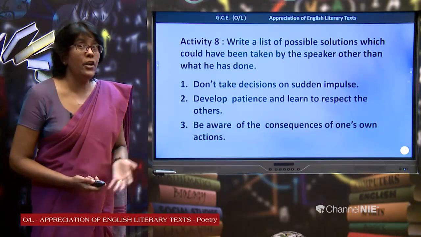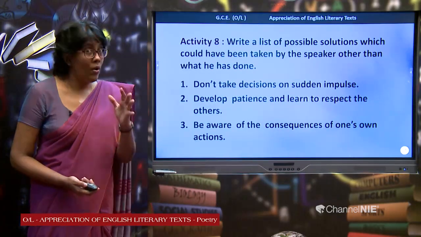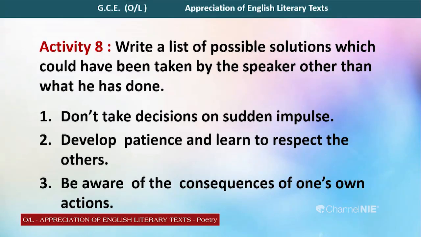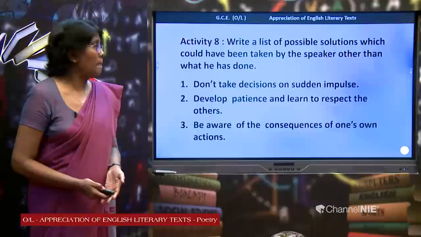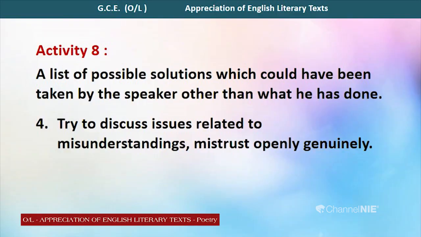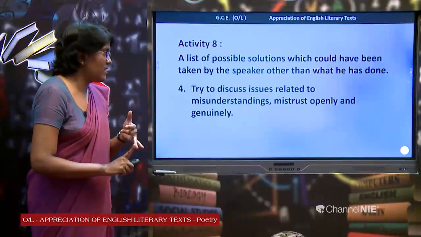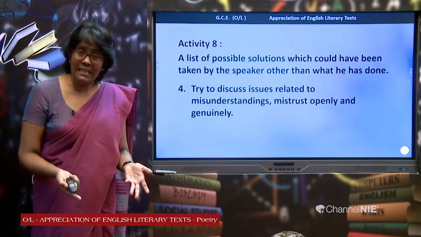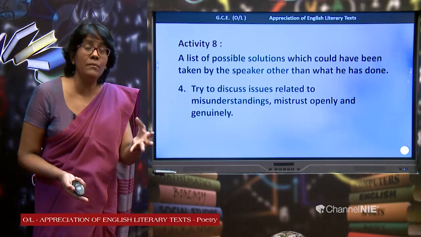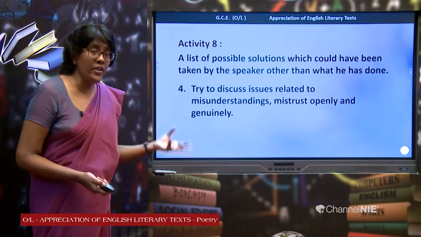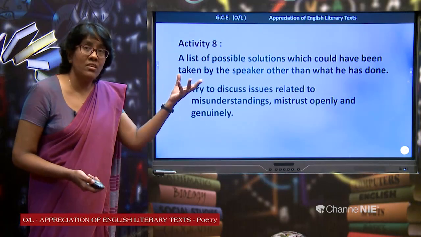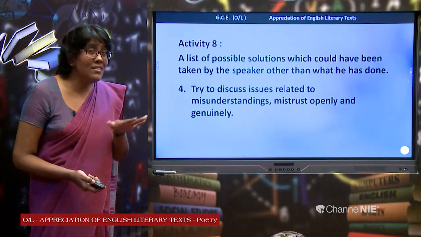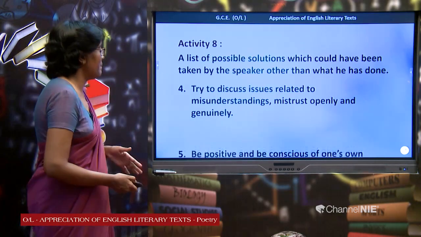The other thing is you have to be very conscious of the consequences of one's own actions. You are in charge of your actions. No one can help you or free you when you do a crime. Right. Another set of possible actions you can see, discuss issues related to misunderstanding, mistrust, openly and genuinely. That means you must maintain a healthy communication pattern. Lack of communication is another cause for such things that we should not see in the society.